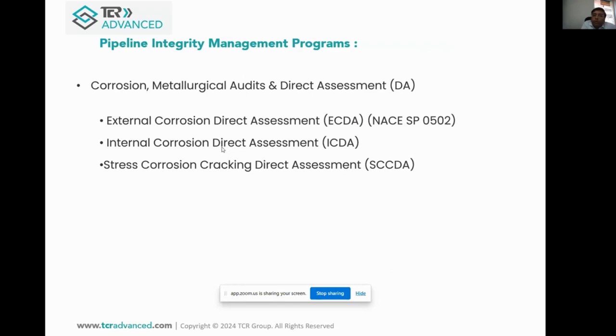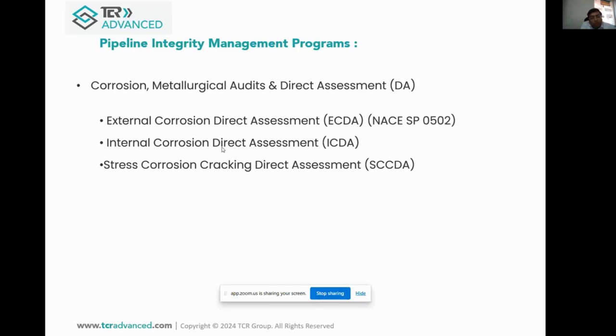So now, what types of pipeline integrity management programs are there? Basically, there are three types of integrity programs. They all have specific requirements. One is external corrosion direct assessment (ECDA), which is for external corrosion prevention. Another one is internal corrosion direct assessment.